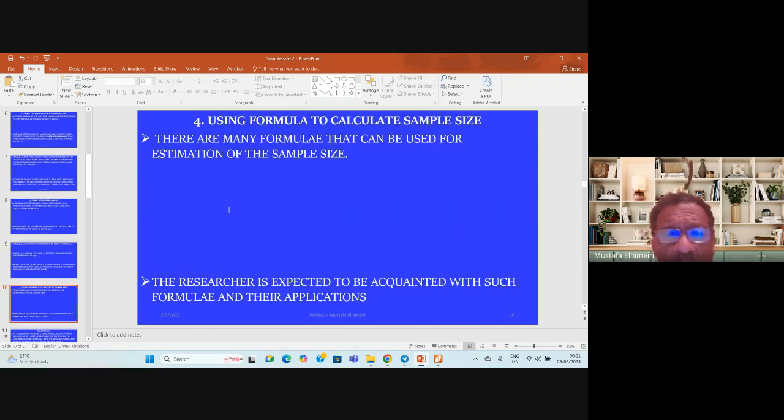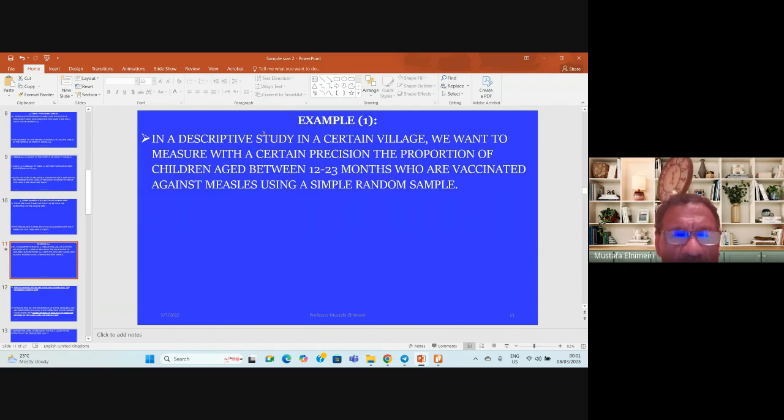And then we go for the formula to calculate the sample size. There are many formulae that can be used for estimation of the sample size. The researcher is expected to be acquainted with such formulae and their applications. For example, in a descriptive study in a certain village, we want to measure with a certain precision the proportion of children aged 12 to 23 months who are vaccinated against measles, using simple random sampling.